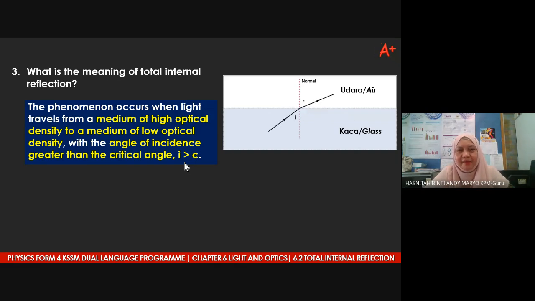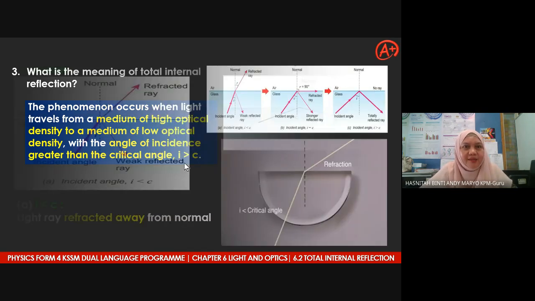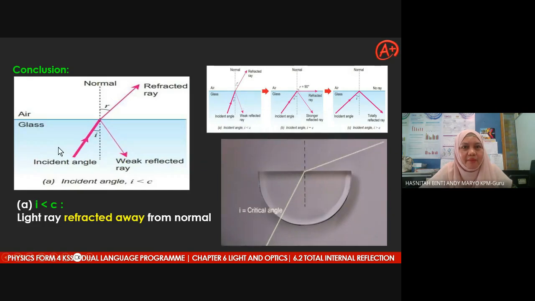I must be greater than Z. So that is the two conditions for total internal reflection to occur. Are you clear with that? First, we look at the definition for critical angle. Second, we look at the definition for total internal reflection. Next slide. This is the conclusion we can make from activity 1.